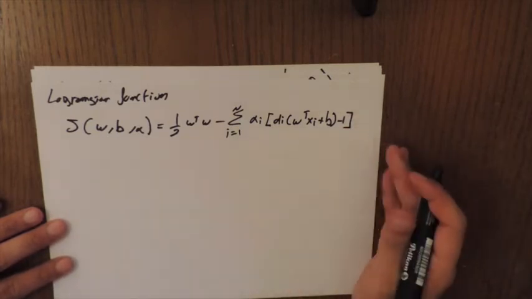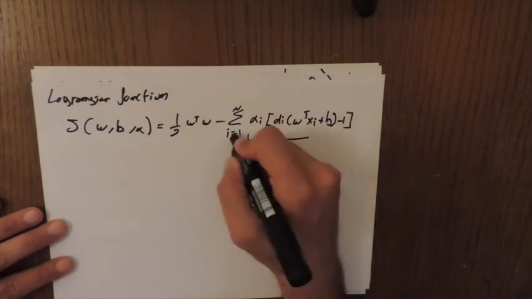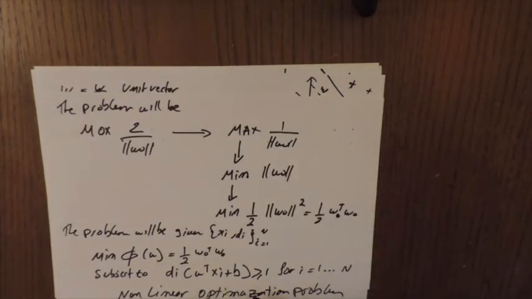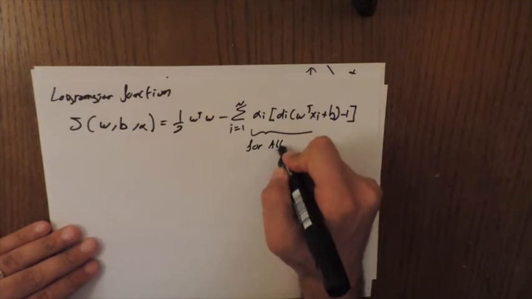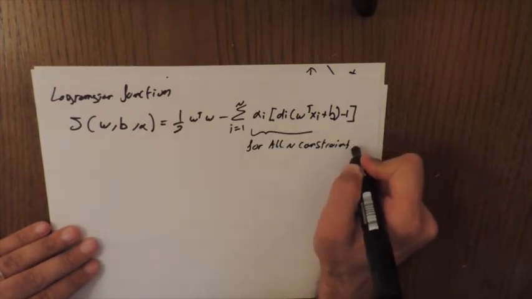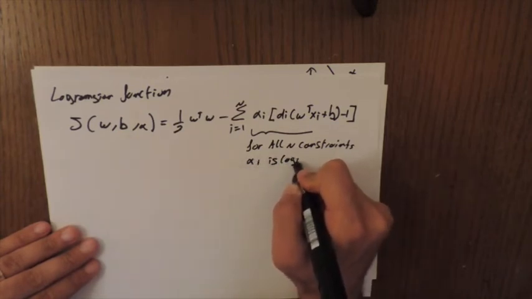Remember, here we have n constraints, so this is the summation. Remember, here we just have a single constraint, but these are for all n, so now this is for all n constraints. And remember, alpha i is the Lagrange multiplier.